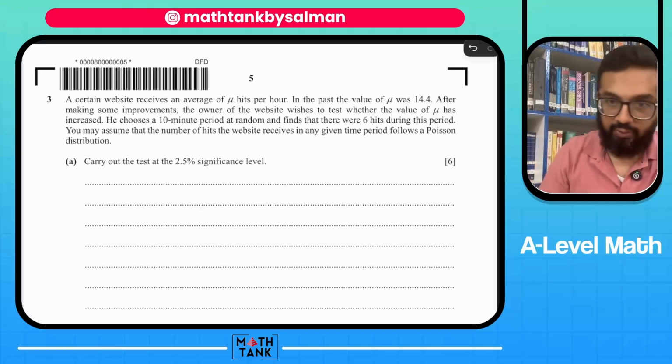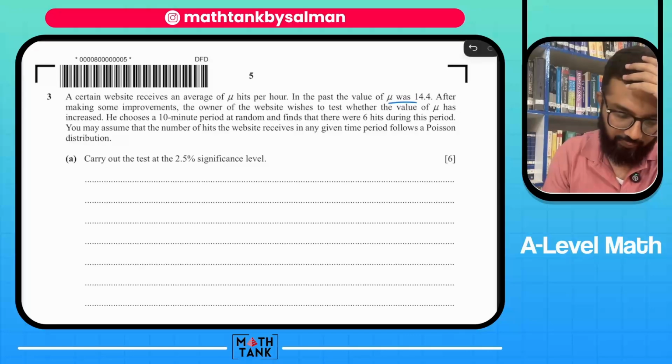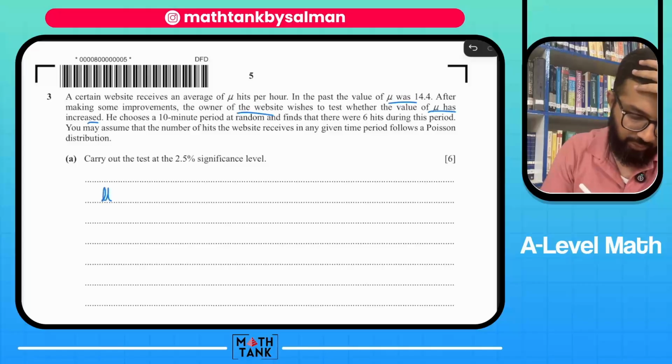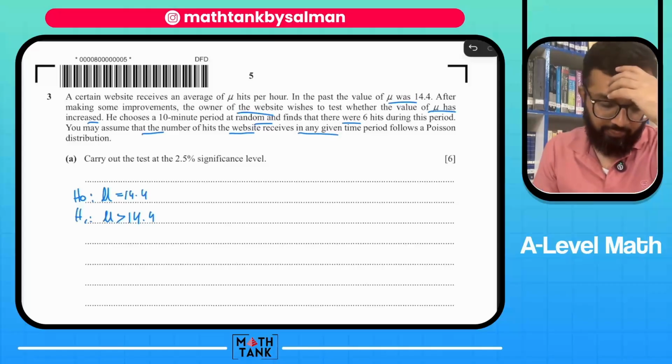A certain website receives an average of mu hits per hour in the past. The value of mu was 14.4. After making some improvements, the owner wishes to test whether the value has increased. So mu was 14.4, and he wants to test whether the value of mu has increased, so more than 14.4. He chooses a 10-minute period at random and finds that there are 6 hits during the period. You may assume that the number of hits the website receives in any given period follows a Poisson distribution.